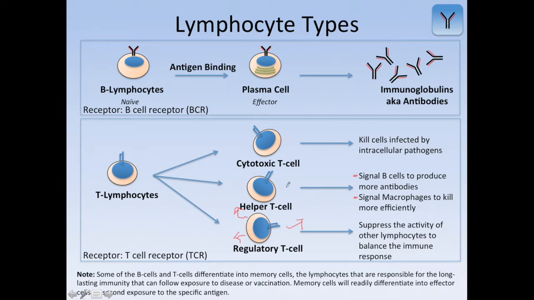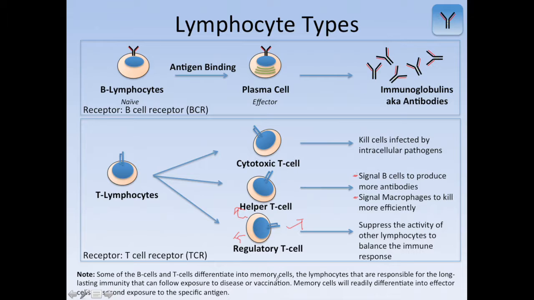One thing to mention here is that these helper T cells, I said, signal B cells to produce more antibodies. It's not just simply antigen binding here. You actually need helper T cells to help activate these plasma cells, and that's a process that we'll get into in much more detail later on in the series. But essentially, these plasma cells also need antigen binding and a helper T cell to start to make immunoglobulins or antibodies.